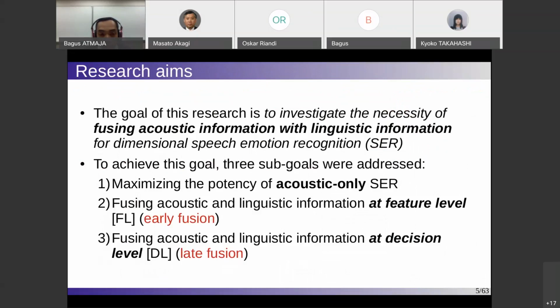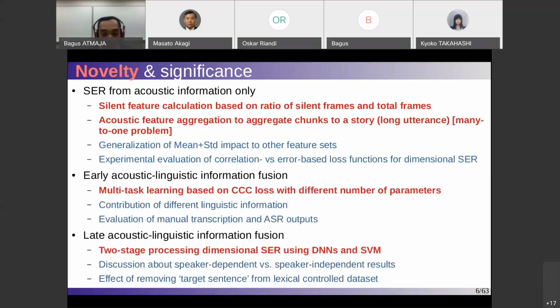The first is maximizing the quality of acoustic-only speech emotion recognition. The second is fusing acoustic and linguistic information at feature level, or FL, also called early fusion. The third is fusing acoustic and linguistic information at decision level, or DL, also known as late fusion.